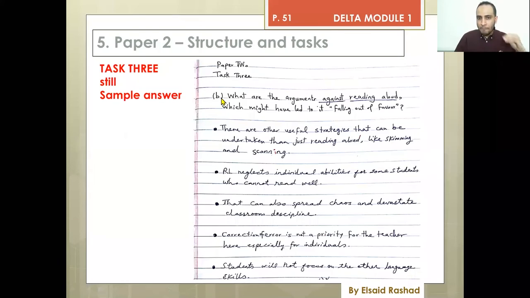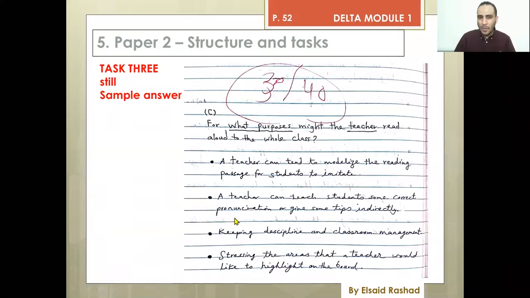Paper 2, task 3B. Disadvantages. 1, 2, 3, 4, 5. Paper 2, task 3C. Purposes why teachers should read aloud in the classroom. 1, 2, 3, 4. How many? 5, 5, and 4. 14 points. You should provide, as I told you, you should provide 15 points.